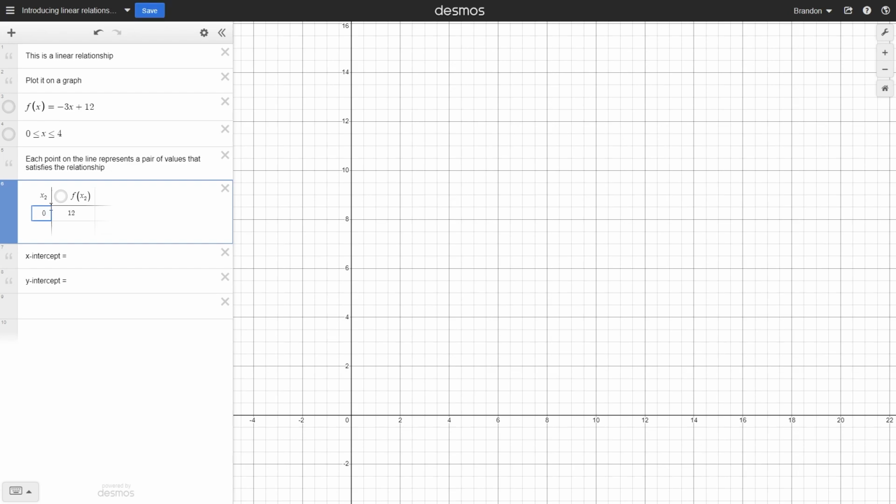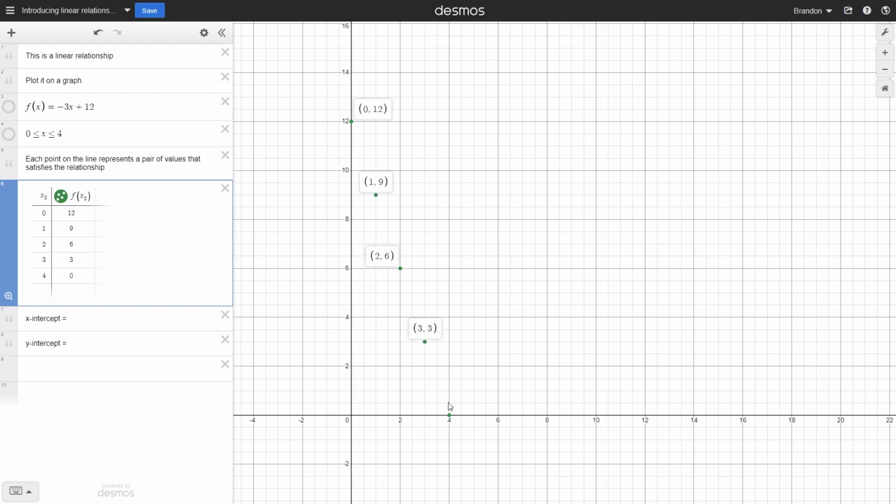So when x equals 0, the function is going to equal 12. When x equals 1, the function equals 9. When x is 2 it's 6, 3 it's 3, and 4 it's 0. So these are all the values of the function when x is each of these numbers. What we can then do is plot these onto the plane. So again, when x is 0, the function is 12, or y is 12. When x is 1, y is 9, 2 and 6, 3 and 3, 4 and 0.